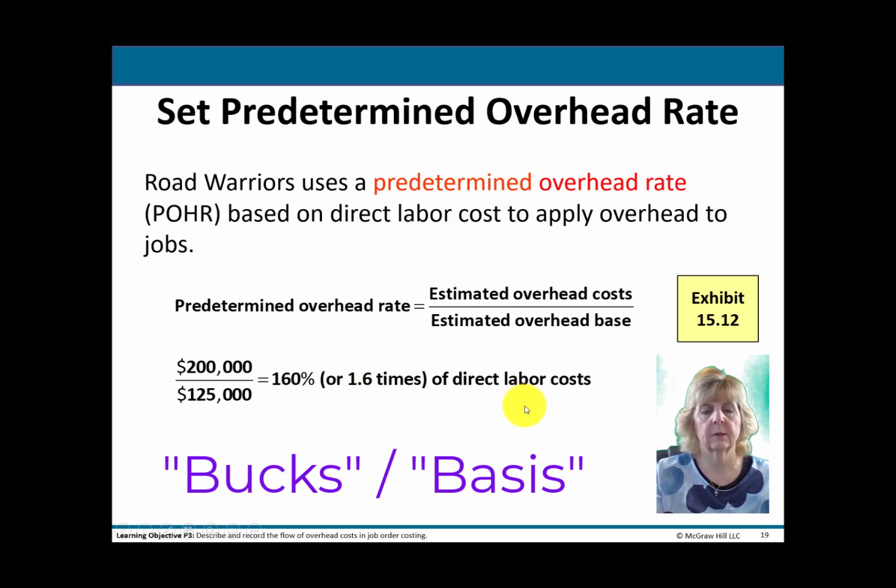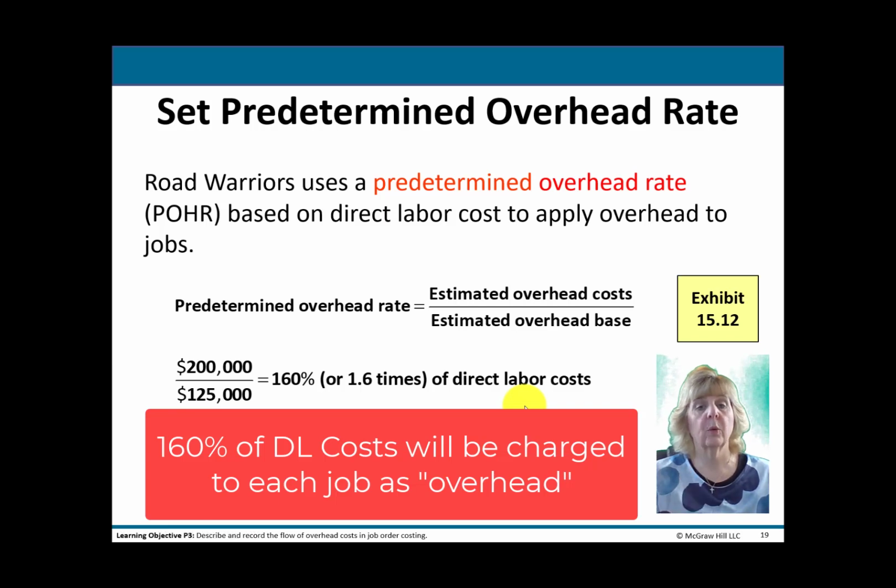labor costs. As the jobs make their way through the factory, they will not only receive direct material and direct labor costs, as we saw previously, now they'll also be charged an overhead rate, in this case using a rate of 160% of whatever the direct labor costs were.